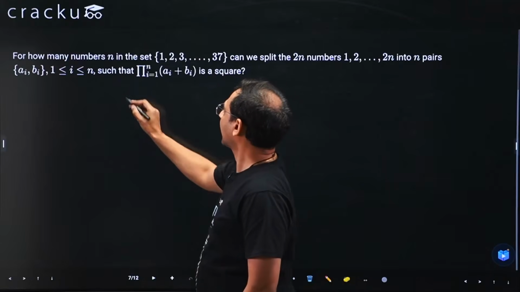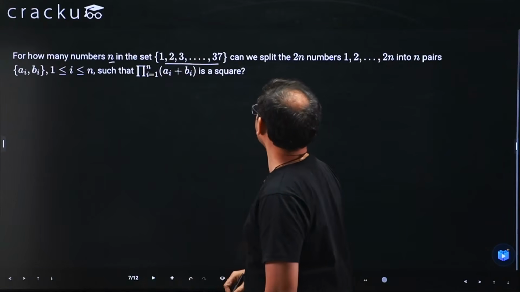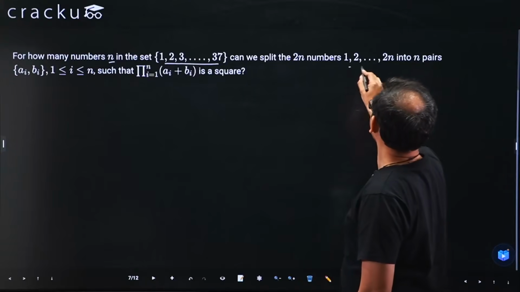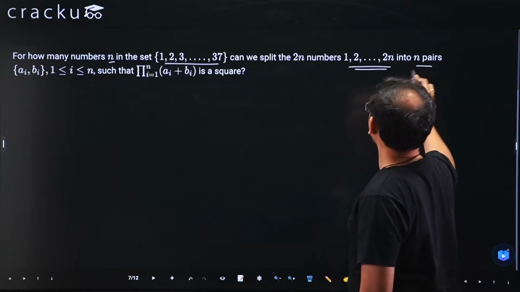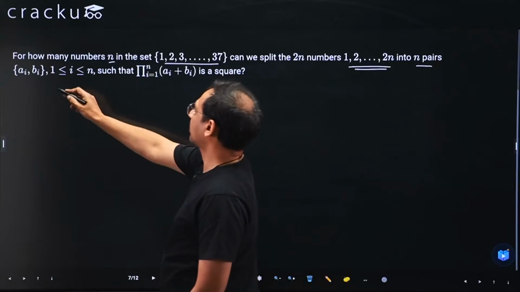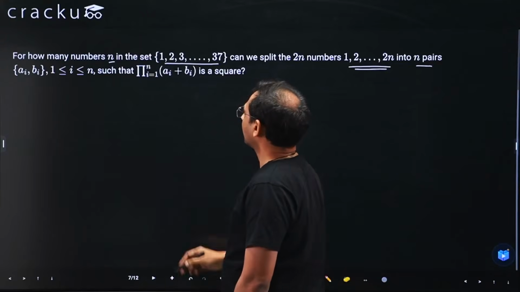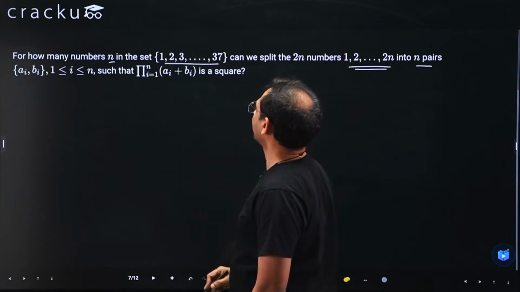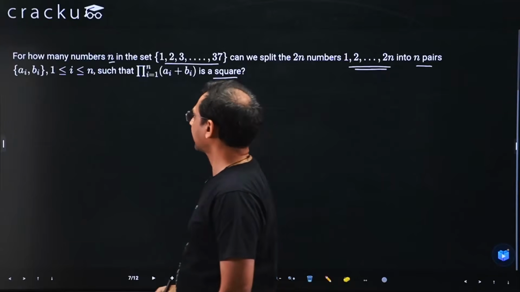For how many numbers n in this set 1 to 37, can we split the 2n numbers 1 to 2n into n pairs ai, bi's such that the product of all ai plus bi's is a square? Let us see what it means.